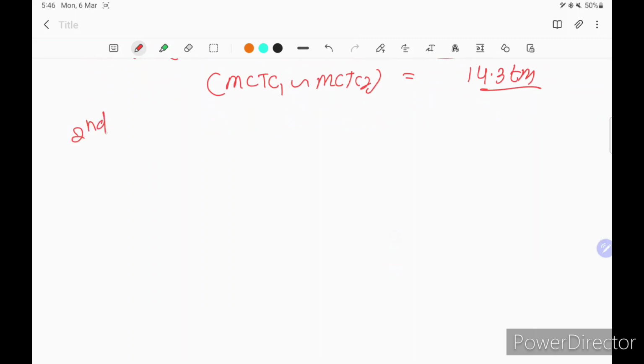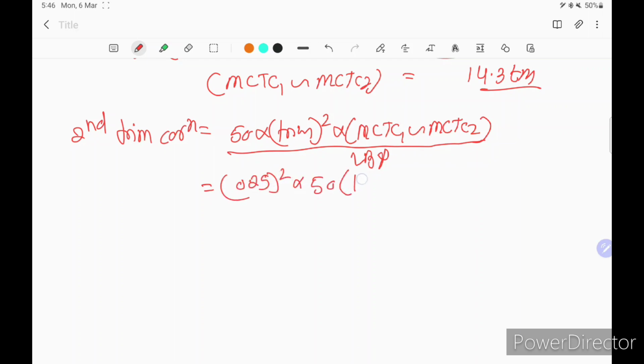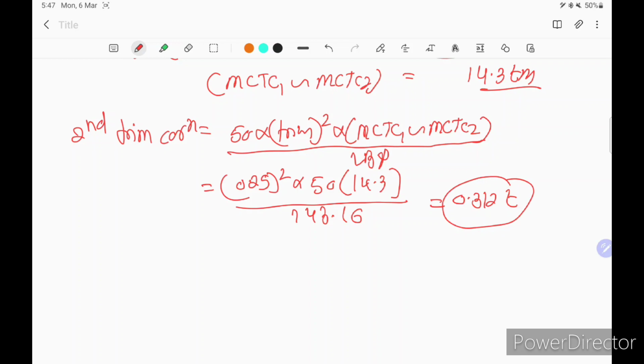Now we'll apply this MCT in the second trim correction. What is the formula? 50 into trim squared into the difference of MCTC1 and MCTC2, divided by LBP. Put the value. Now there is no list correction here, so no need to calculate list correction. Put the final displacement.